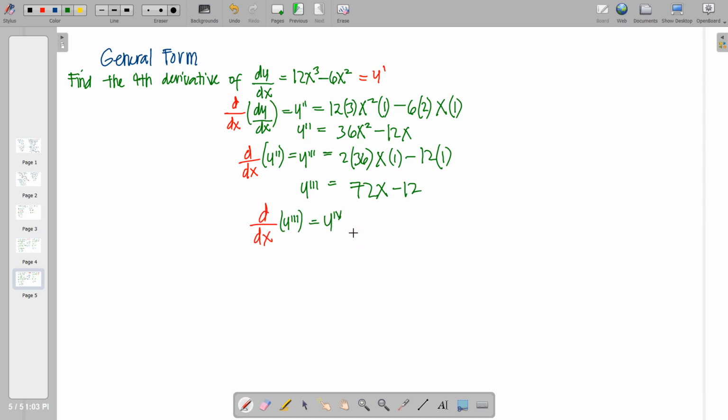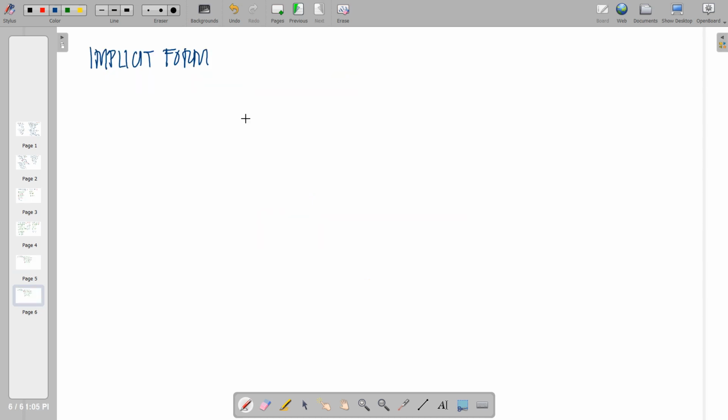It becomes now the fourth derivative, which is simply equal to 72. So this is the answer. So we try this one in implicit form. Find y double prime of x squared plus y squared is equal to a squared.